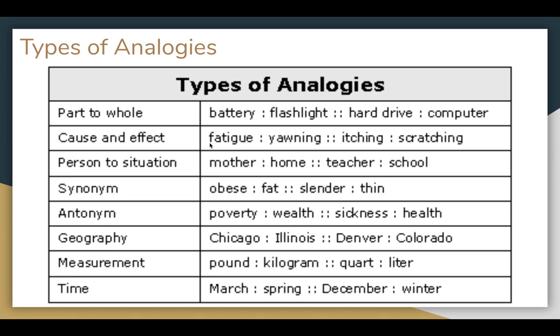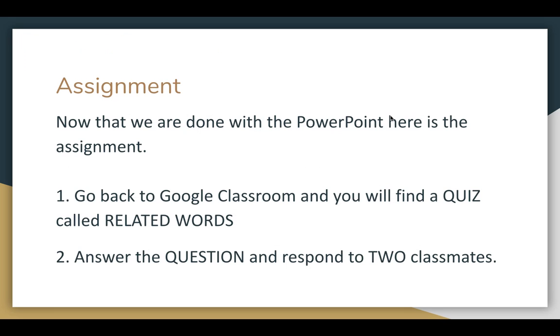you want to make sure that if you're given an analogy question, you are trying to figure out, okay, is it a part to the whole? Is it a cause and effect? Is it a person to a situation? Are they synonyms? And you're never going to find just two of them. When you look at an analogy, it's going to give you four, okay? And one of them is going to be missing so that you can figure out what the relationship is.